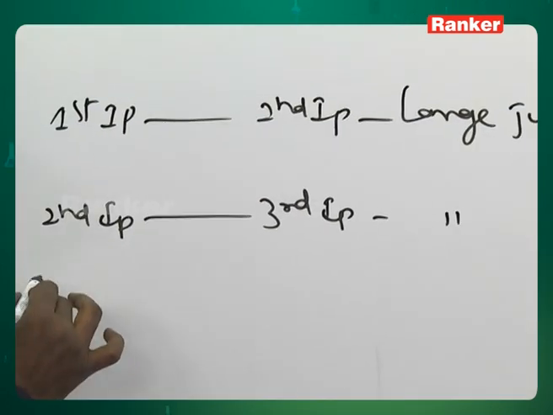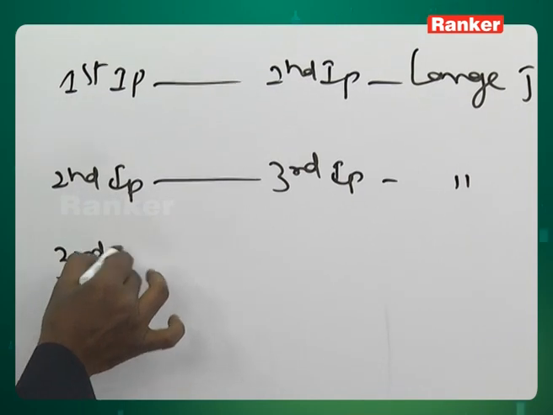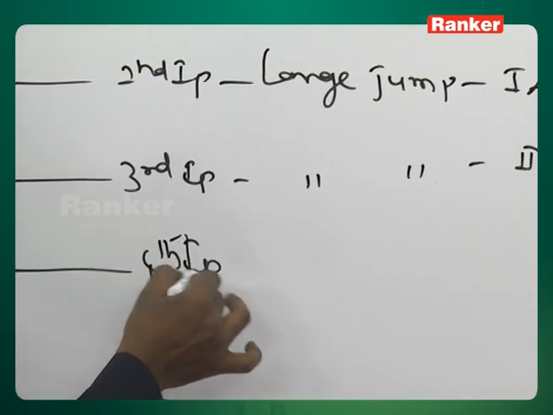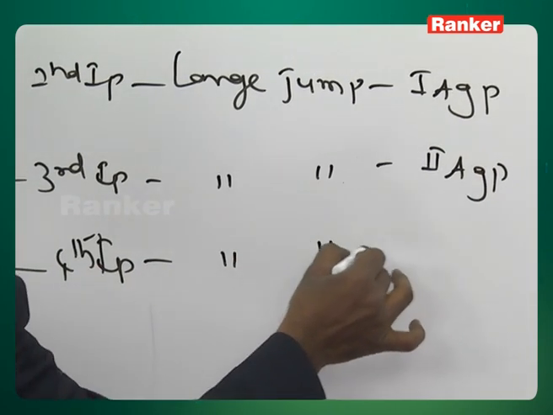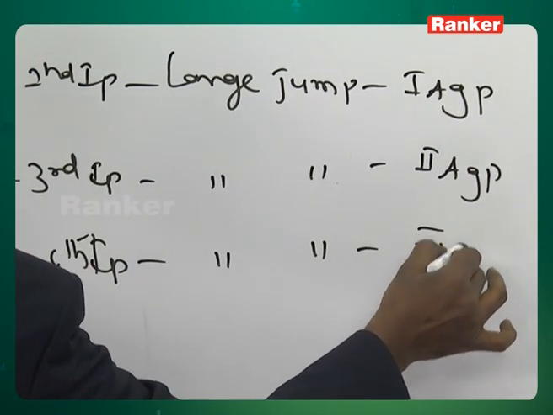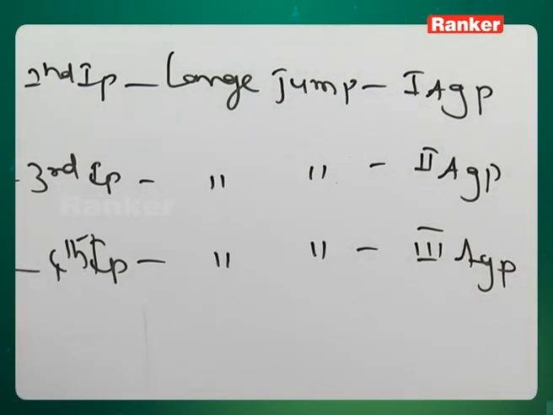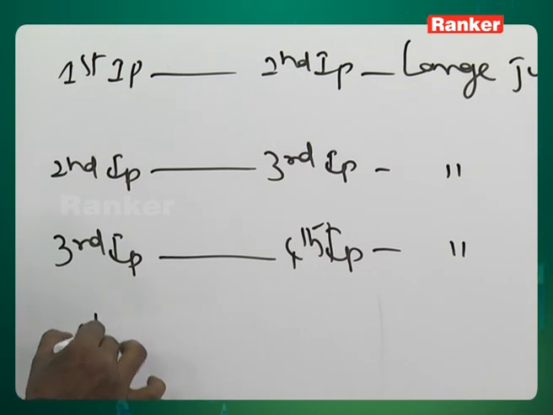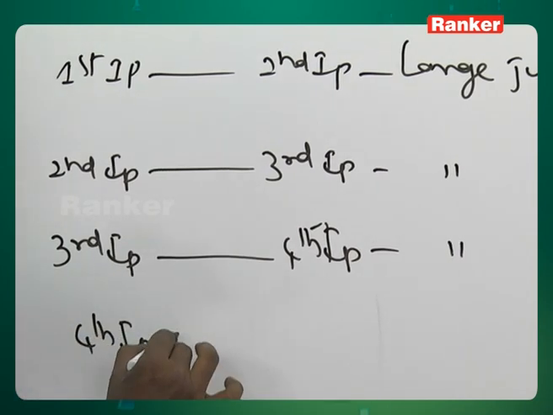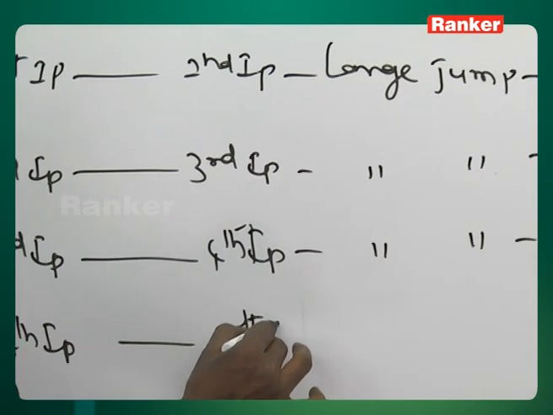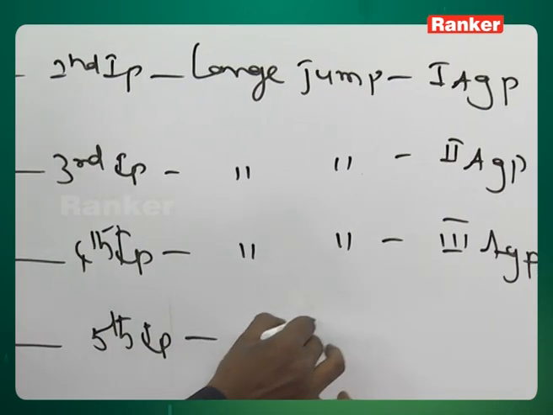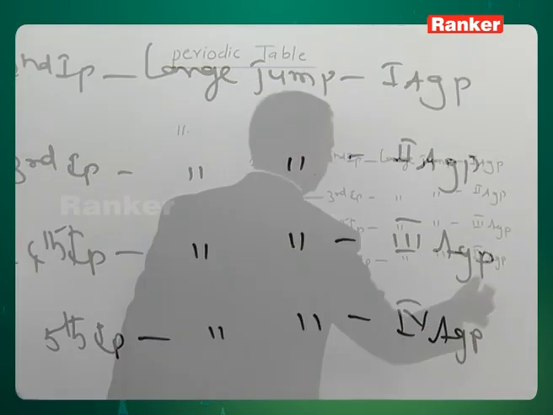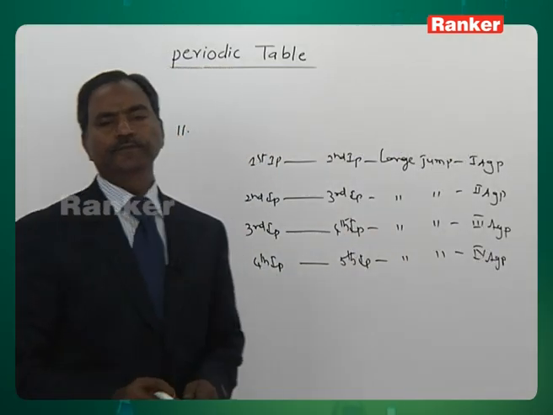Similarly, you consider third IP to fourth IP, if a large difference is there, that will definitely be third A group element. Once fourth IP to fifth IP you take, that will successively belong to fourth A group. This is the general concept that we are talking about.